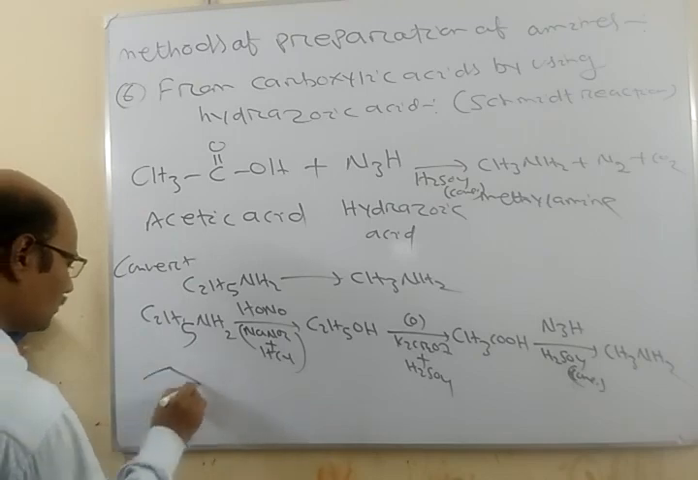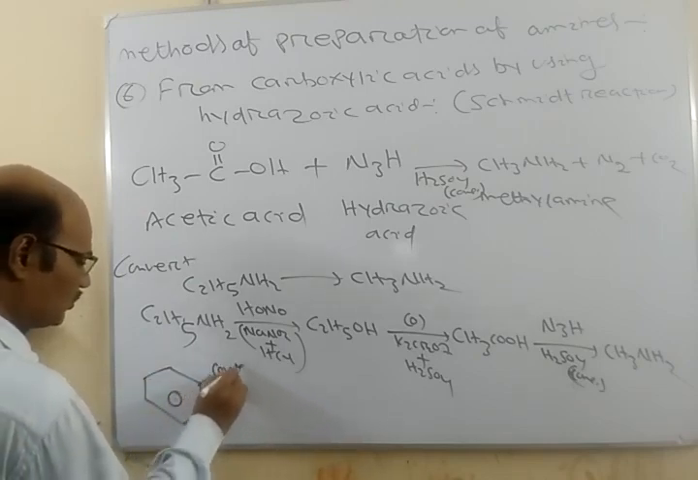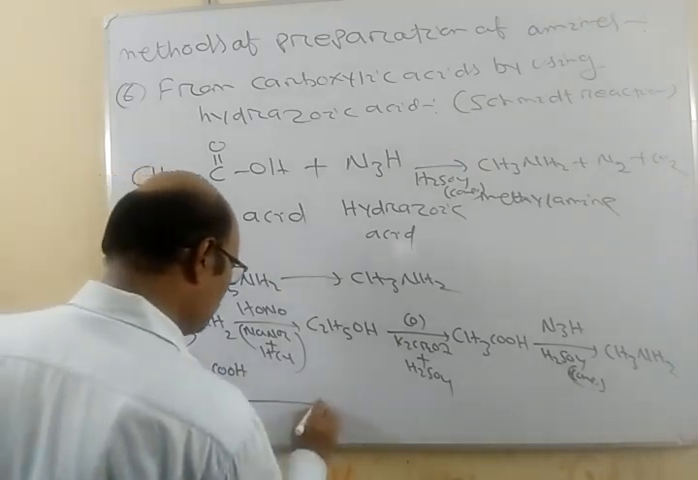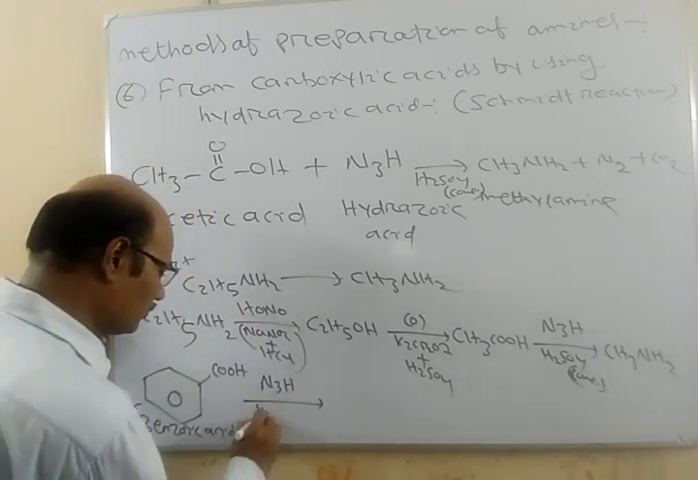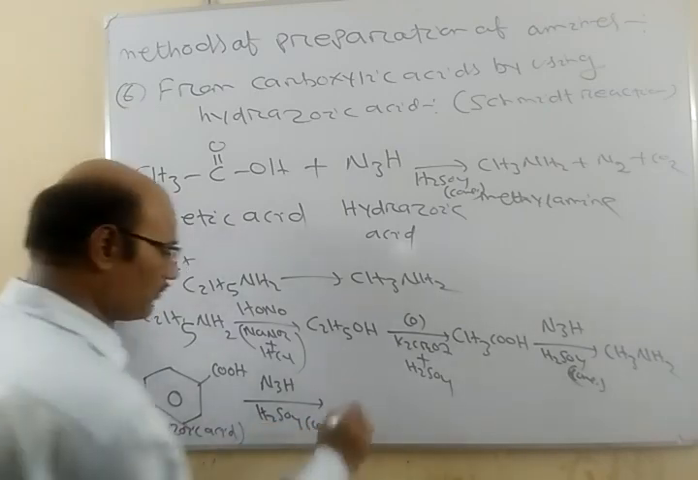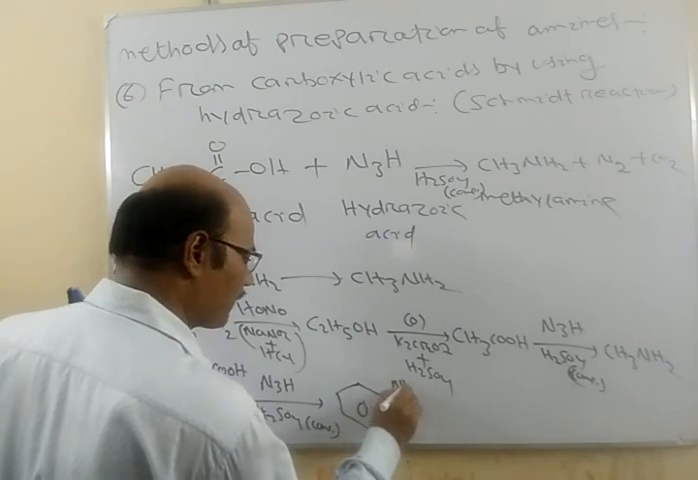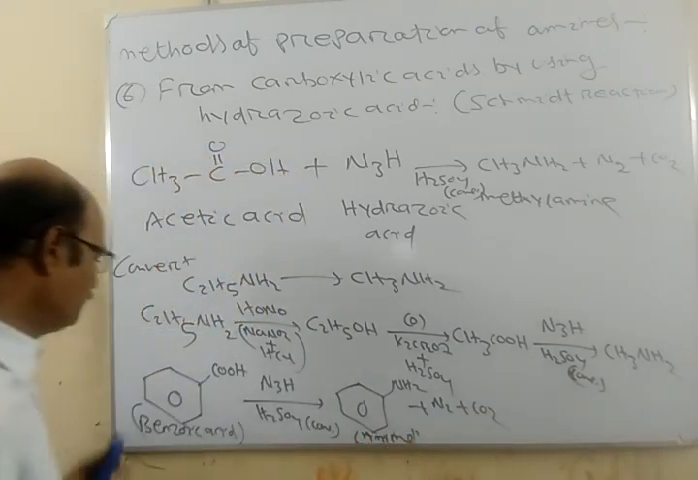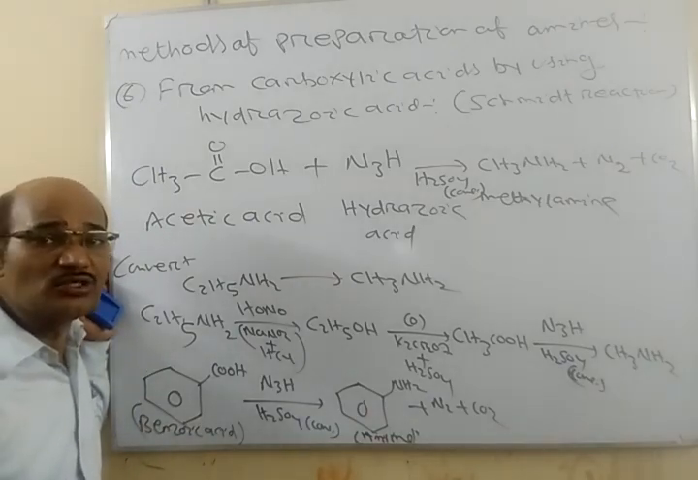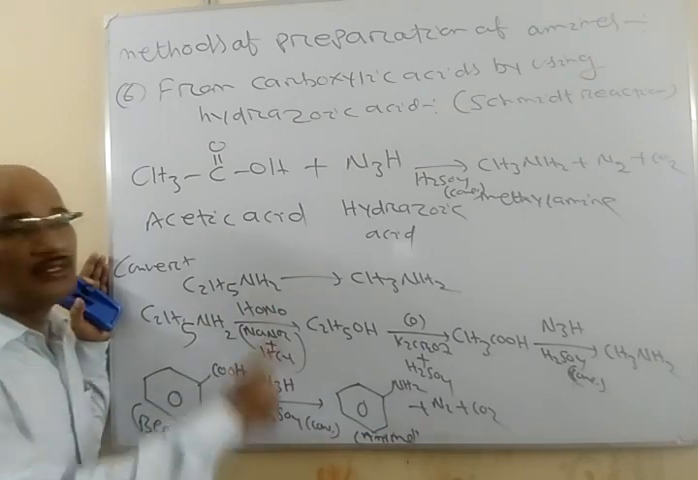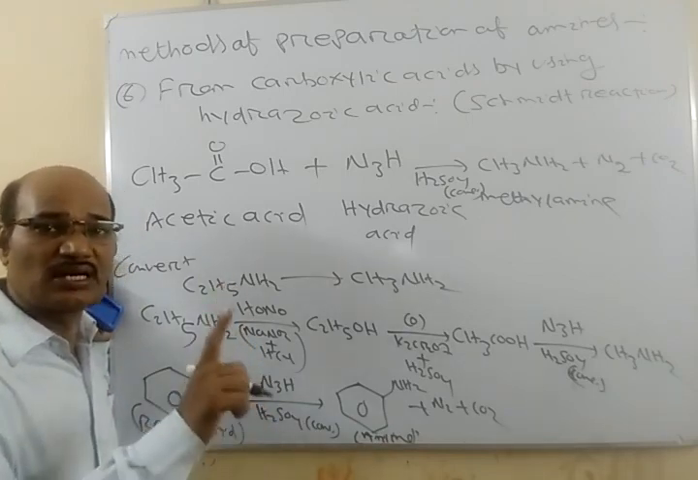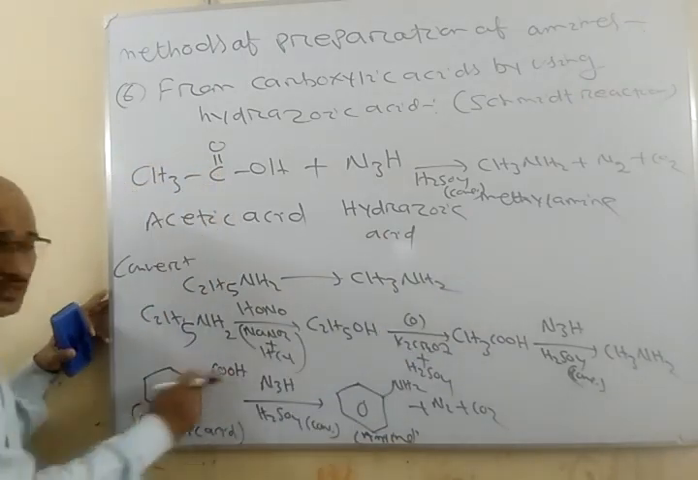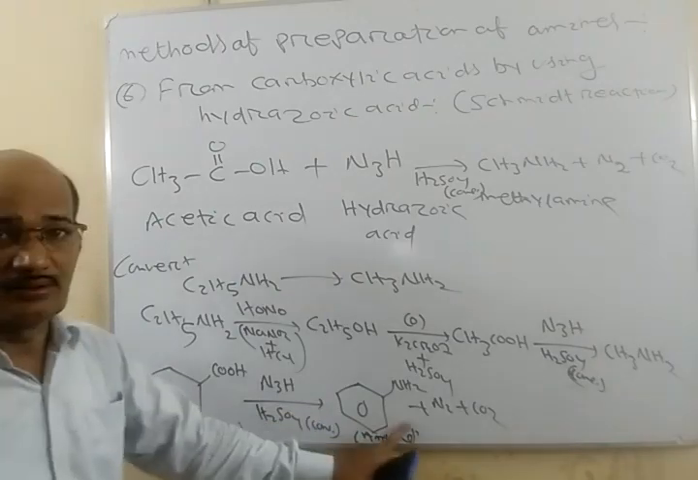Similarly, this you can also do for aromatic compounds. You can prepare aniline from benzoic acid. Just give it N3H, hydrazoic acid, and concentrated H2SO4, and you get aniline, C6H5NH2, plus N2 plus CO2. So what I can say: when a carboxylic acid is treated with hydrazoic acid in the presence of concentrated H2SO4, amines are formed with one carbon less than the corresponding carboxylic acid. Here you have seen acetic acid with hydrazoic acid give methanamine, and benzoic acid with hydrazoic acid in the presence of H2SO4 gives aniline, with one carbon less. Clear?